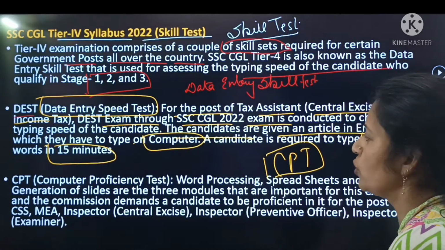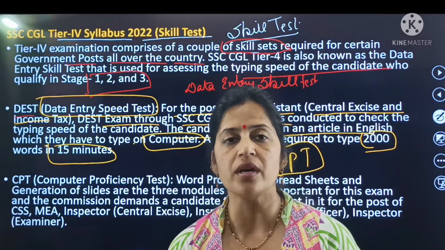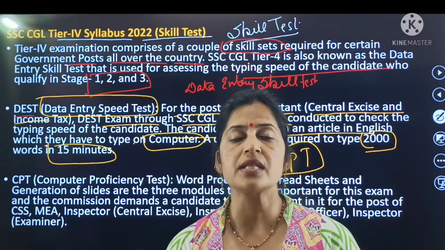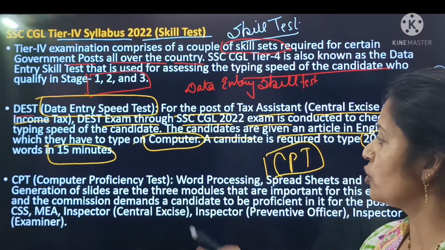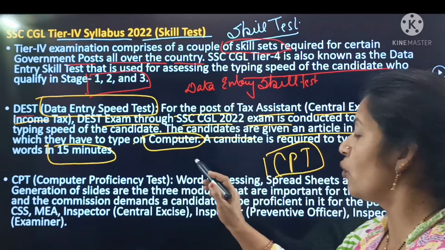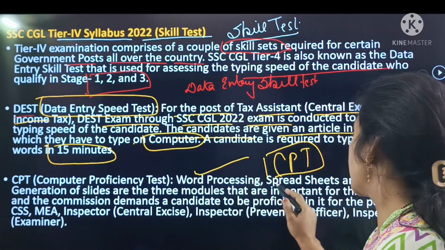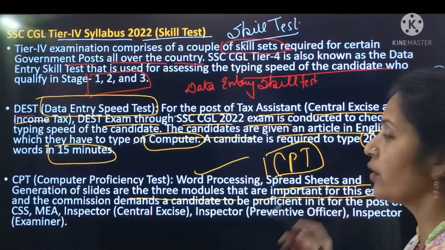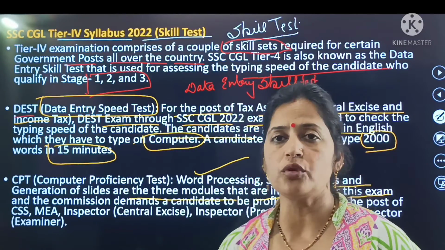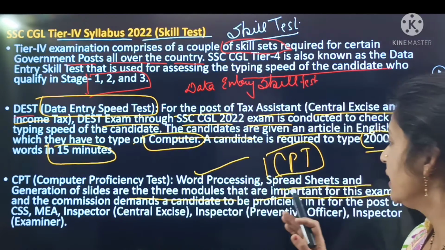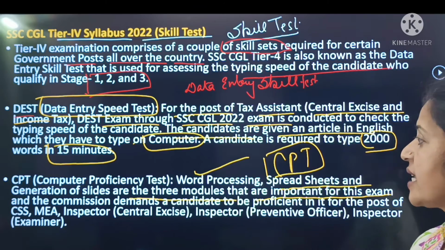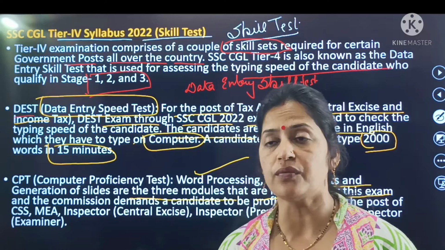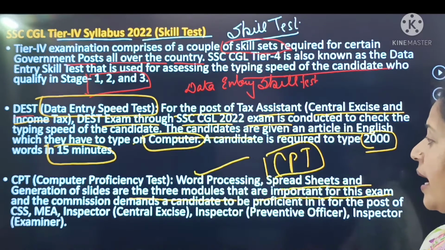Next is CPT. Here CPT is the computer proficiency test. CPT stands for C for computer, P for proficiency and T for test. In the computer proficiency test, word processing, spreadsheets and generation of slides are the three modules that are important for this exam.